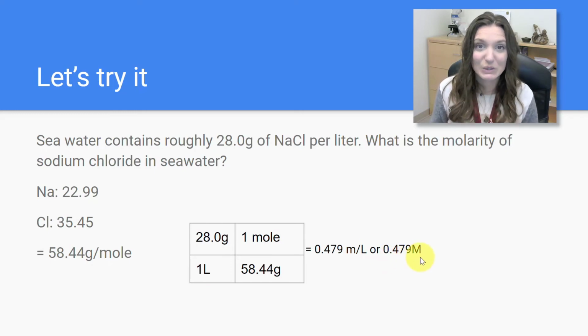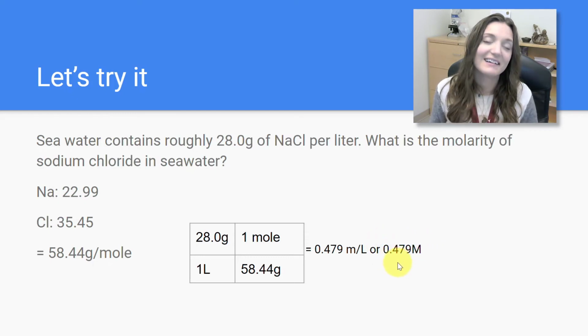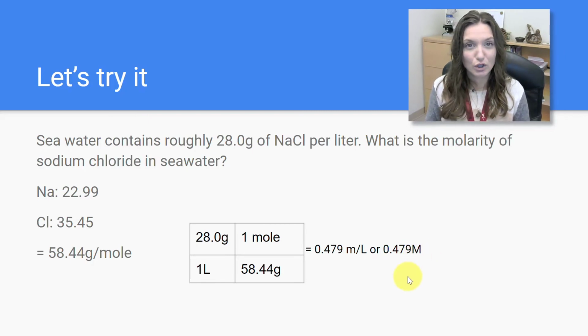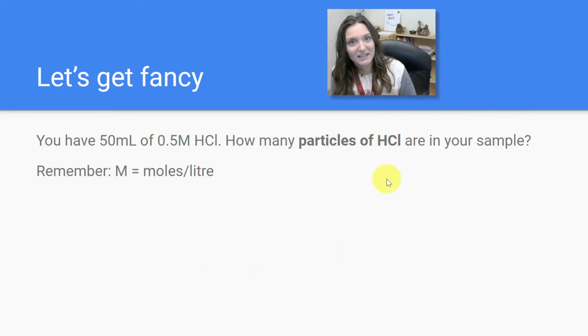0.479 molar solution. So this is the concentration of sodium chloride in seawater. Again, big M, just a concentration. That's all that means. Molar. Okay, let's try another one.